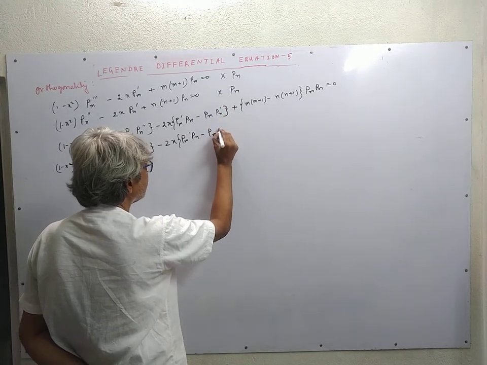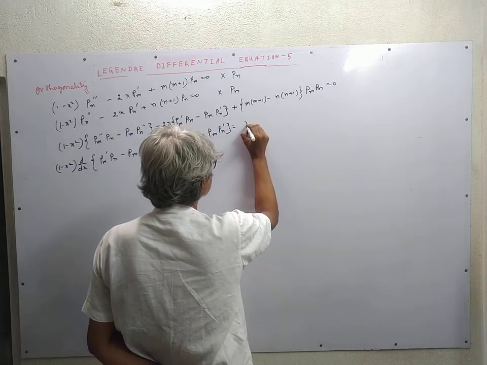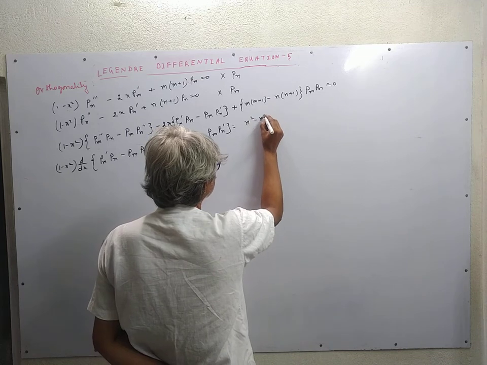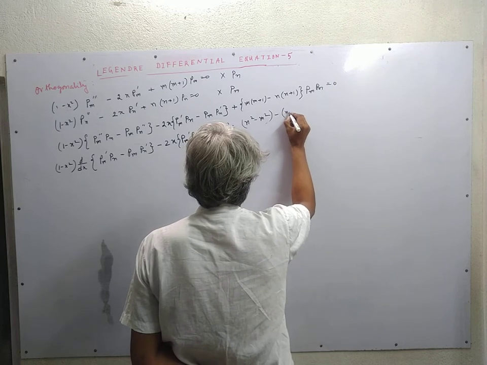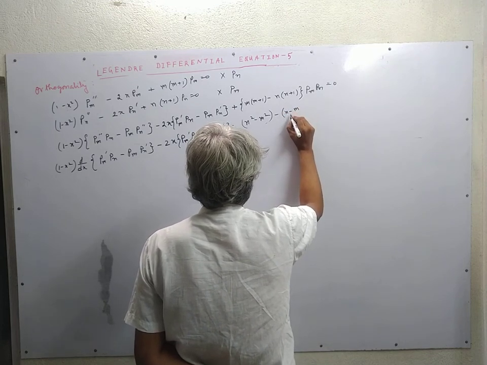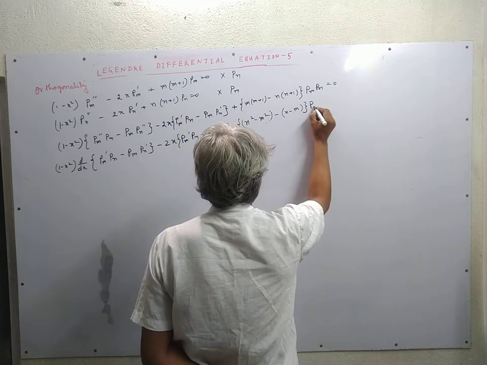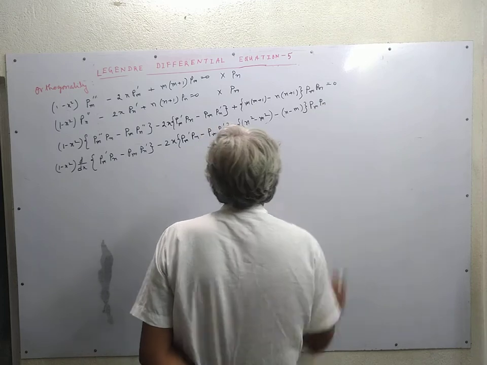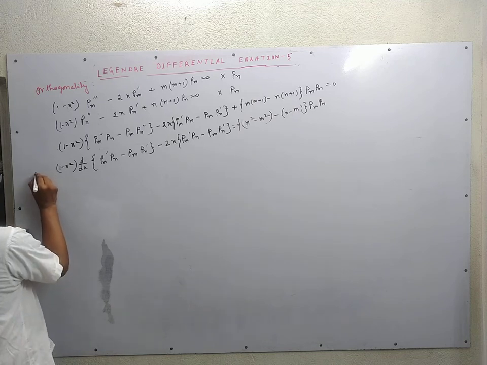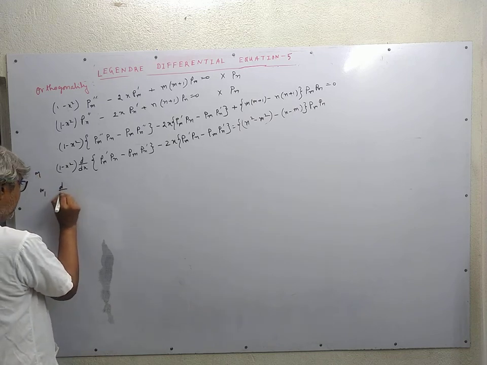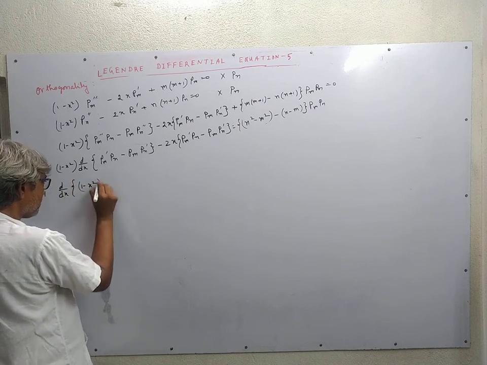The prime was missing. We take it on the other side, so it is n square minus m square, or we can write it as d/dx of 1 minus x square.